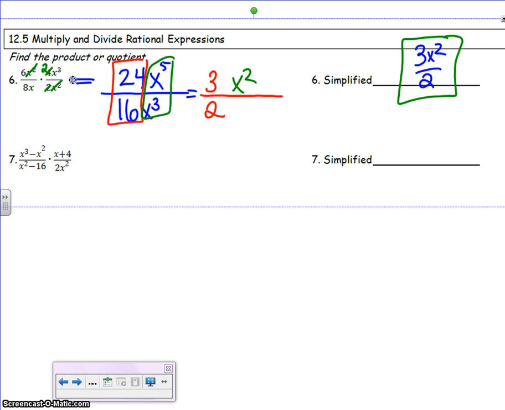Number 7, remember, first we factor, then we reduce. So we're looking at x to the third minus x squared. Again, the first thing we're going to do, our GCF is x squared. That leaves in parentheses x minus 1. On our denominator here, x squared minus 16, that's the difference of perfect squares. x plus 4, x minus 4.